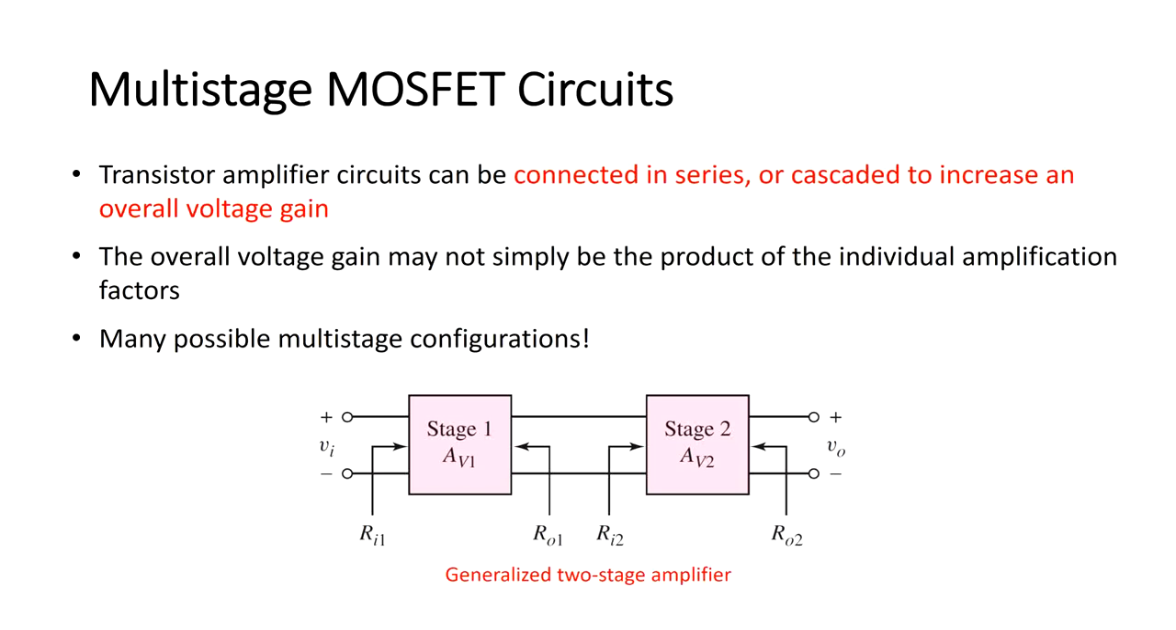In most applications, a single transistor amplifier will not be able to meet the combined specifications of a given application, such as amplification factor, input resistance, and output resistance. Transistor amplifier circuits can be connected in series or cascaded as shown in the figure. The overall voltage gain may not be the product of the individual amplification factors. There are many possible multi-stage configurations. We will examine some of them.